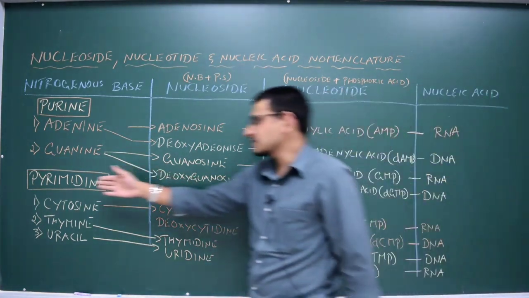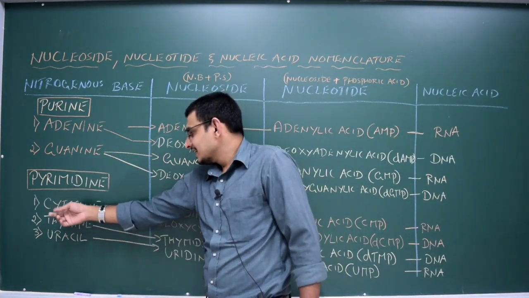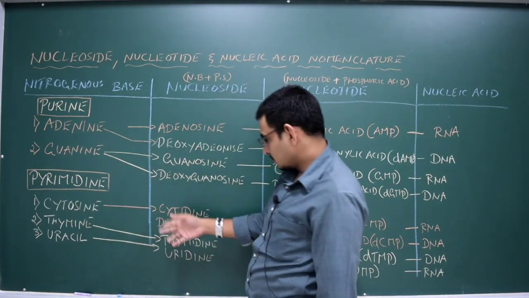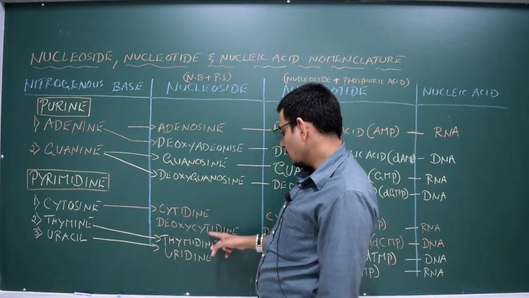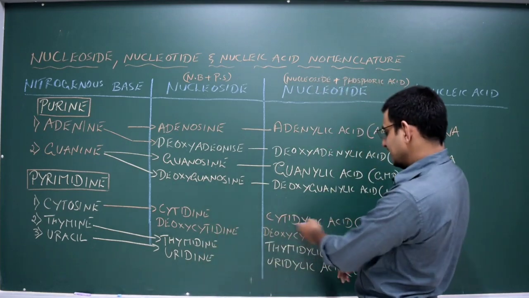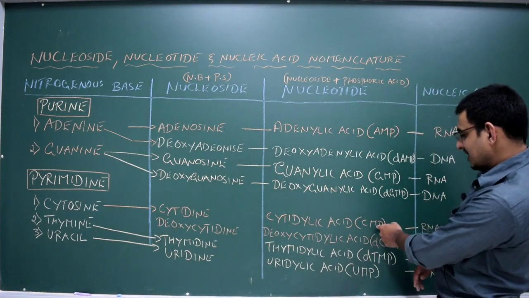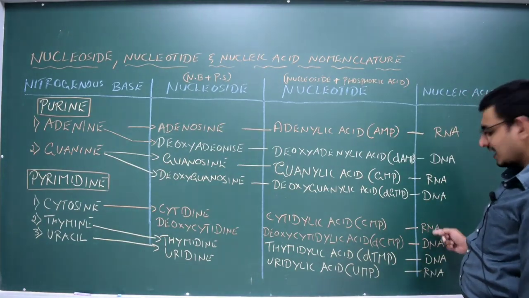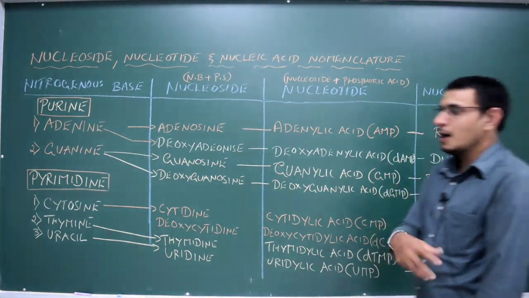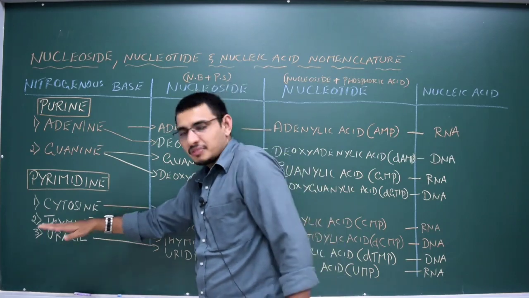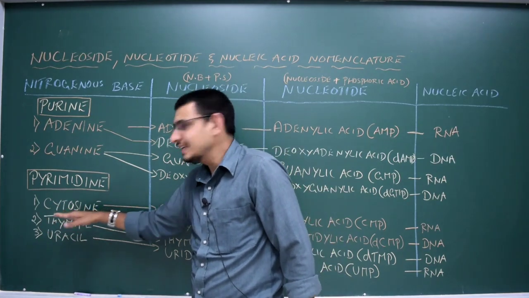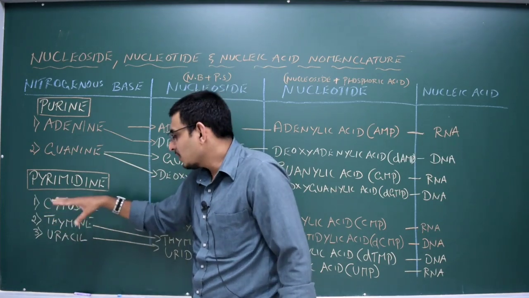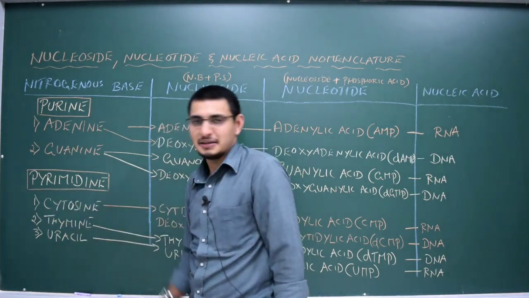Okay, we move to the next one, that is pyrimidine. Very easy. Cytosine, it is present both in DNA as well as RNA. So again, there are two types, cytidine and deoxycytidine. Cytidylic acid, CMP, deoxycytidylic acid, dCMP. That is RNA, DNA. It is understood. Now, thymine. Thymine is seen only in DNA. The only pyrimidine present in DNA but absent in RNA is thymine.